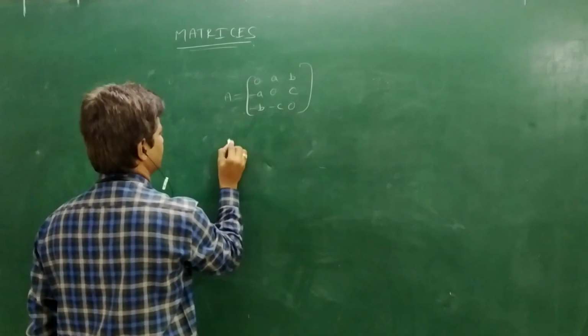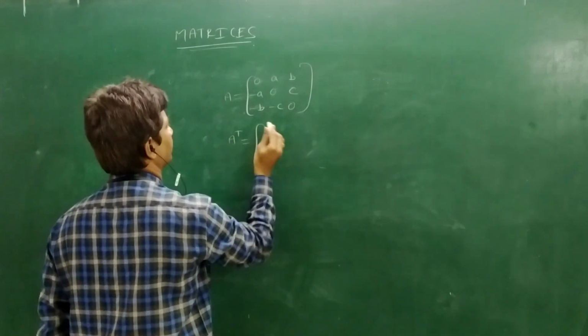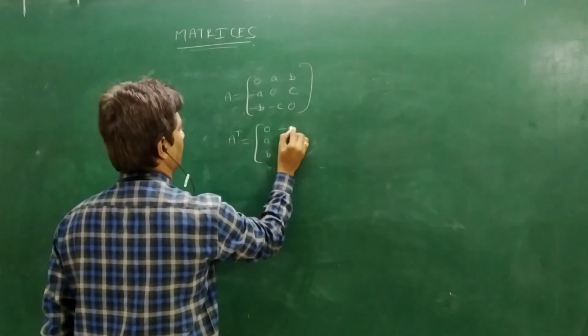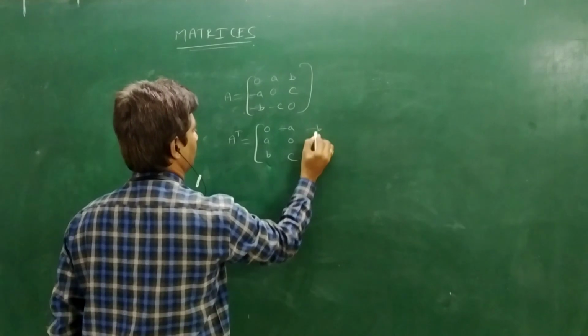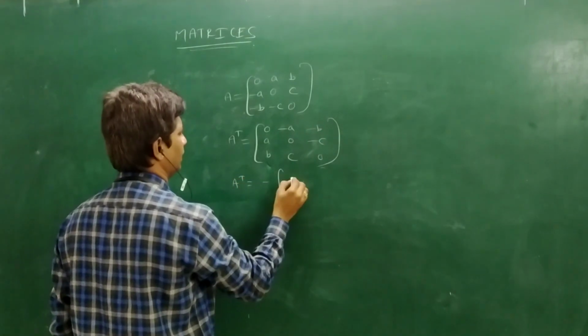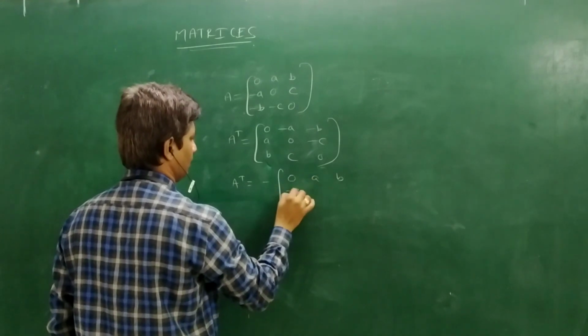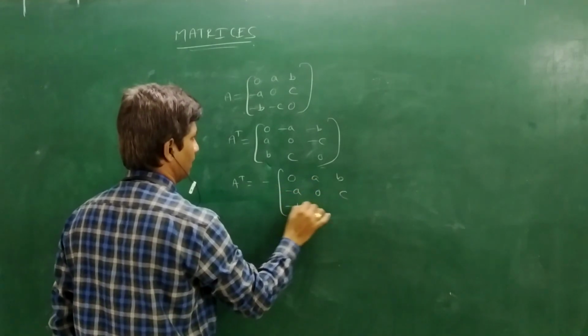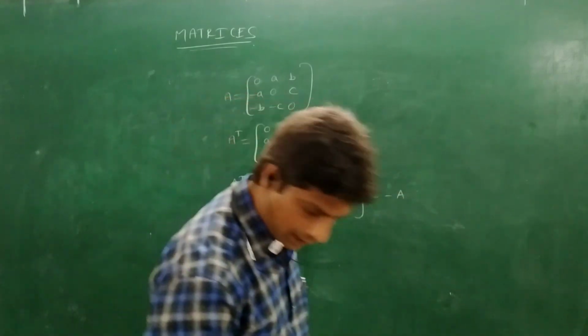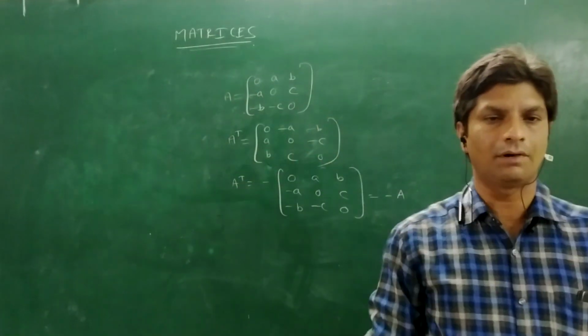I am taking this matrix. Let us find A transpose. This is 0, A, B, minus A, 0, C, minus B, minus C, 0. Obviously, take minus 1 and you get the same matrix. So A transpose is equal to minus A. This is another example of a skew symmetric matrix.